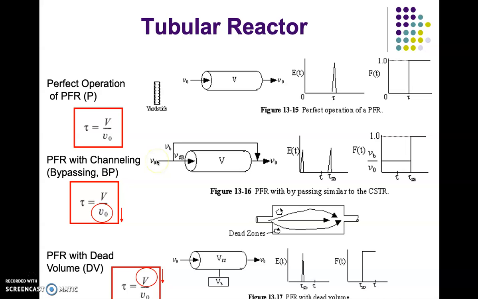If you have bypass, it will affect your flow rate. Your flow rate will go down, so your residence time will be bigger. For a PFR, dead volume will affect your volume. When your volume goes down, it will make your tau go down too. So that's why you have a tau, with that smaller volume, that is smaller than the tau of the ideal condition. If you have this channeling, you have two peaks, right?